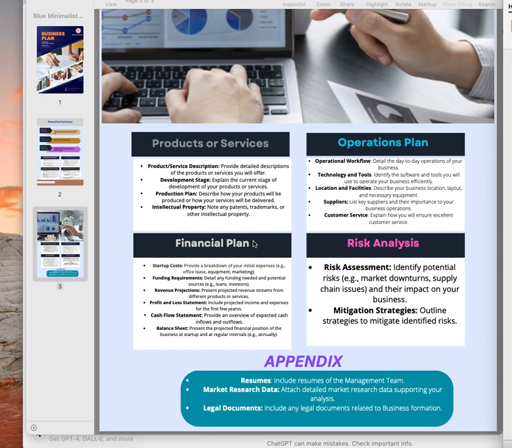And last block for the business plan would be risk analysis. So risk assessment, identify potential risks, market downturns, supply chain issues, and their impact on your business. And then you can outline some strategies to mitigate those identified risks. And lastly, you can add different appendices like resumes of your management team, and then market research data. So you can attach details, market research data supporting your analysis. And lastly is legal documents, include any legal documents related to business information.